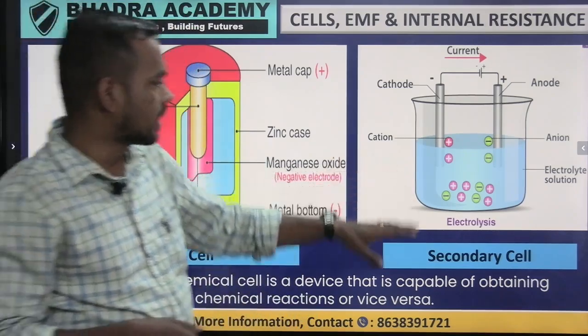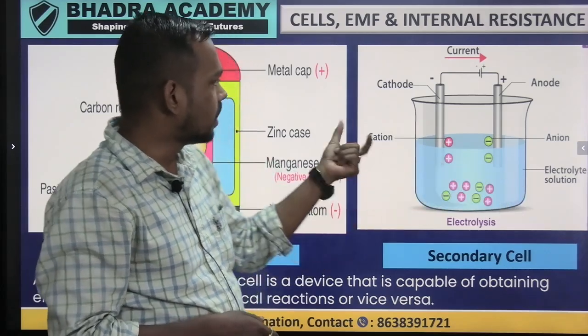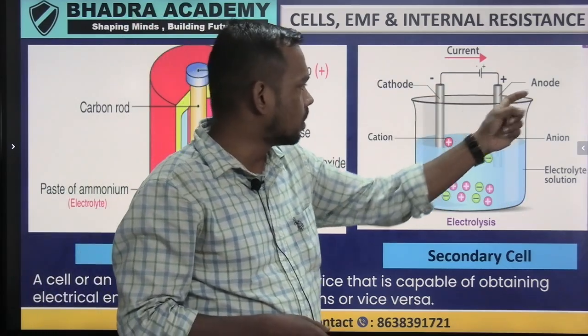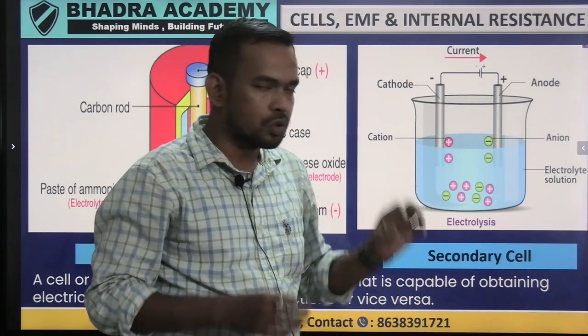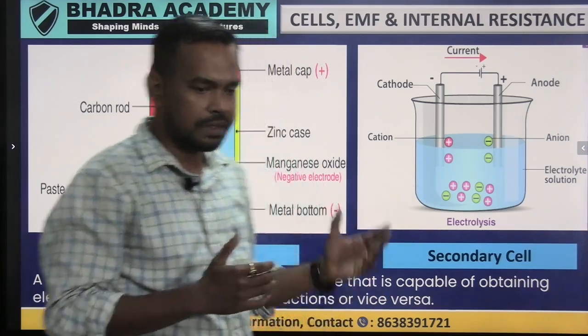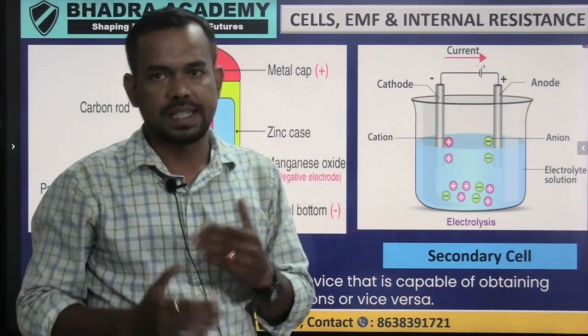Here you have the secondary cell where you have a liquid electrolyte solution with the cathode and anode, and when it is connected, the current flows in this way through a chemical reaction, and finally we get the electric energy. So this is the composition and details of cells.